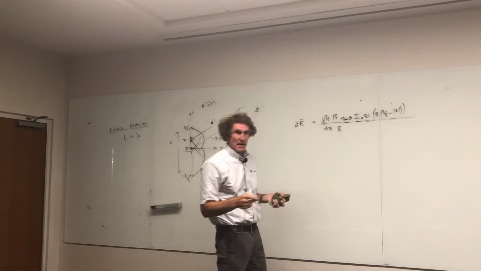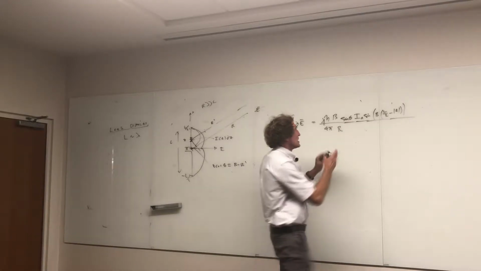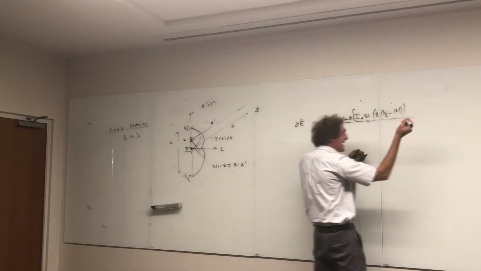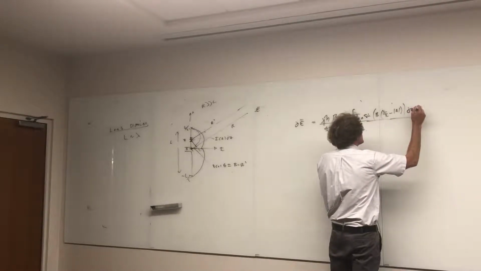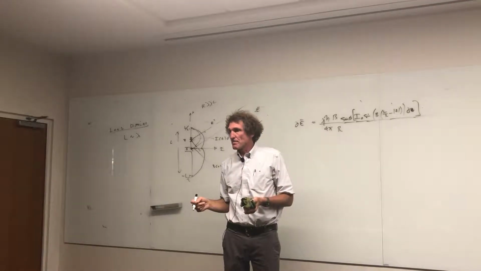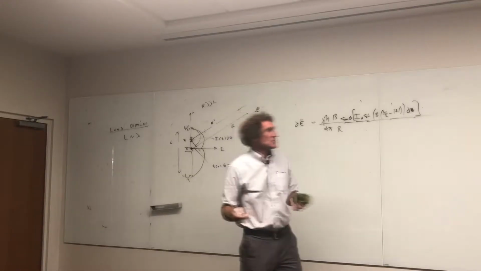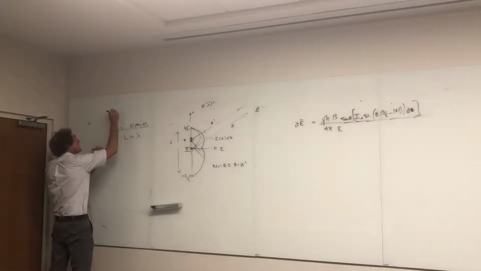Everybody appreciate that? For a short dipole, this right here is really the I value, the magnitude, and I have to multiply it by dz to get the differential length in there, right? Everybody follow me?